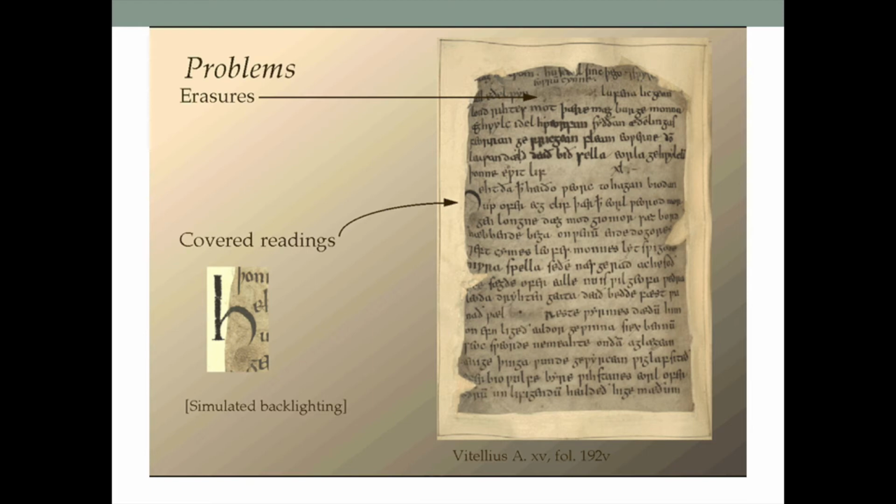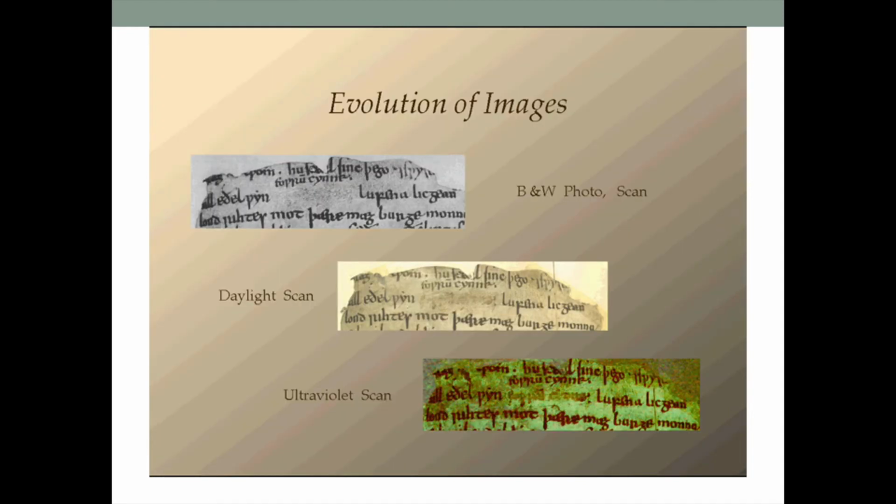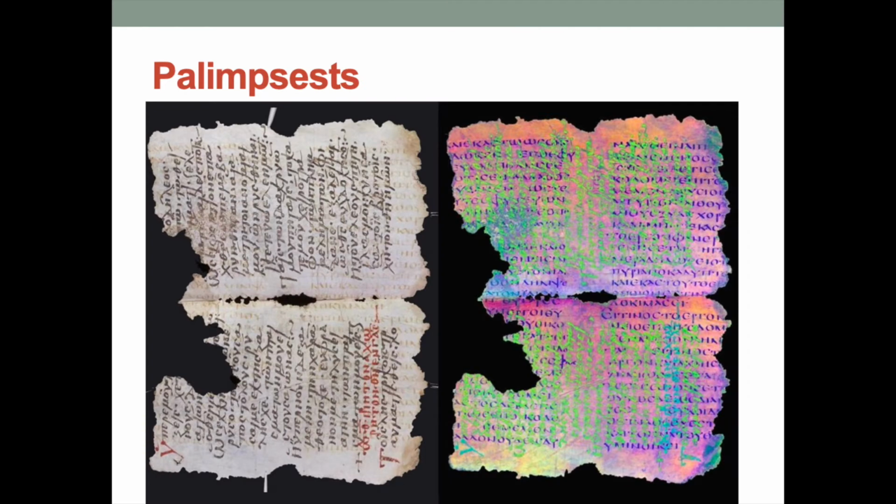Or we get things like covered readings, where part of the manuscript covers up another part, and it's hard to tell exactly what's there. This has become a lot easier now with the evolution of cameras and images, and we can use things like different types of daylight and even ultraviolet radiation to scan the text and see what's actually going on there. And this also helps with a new problem about palimpsests.